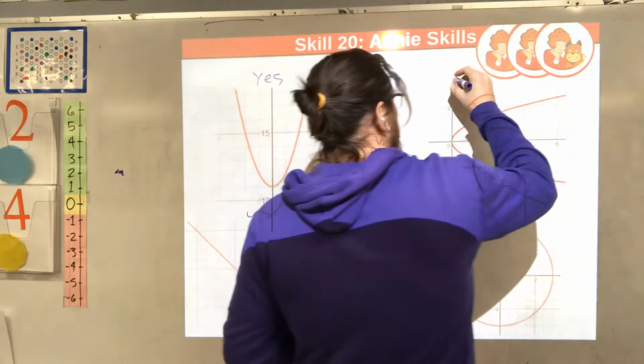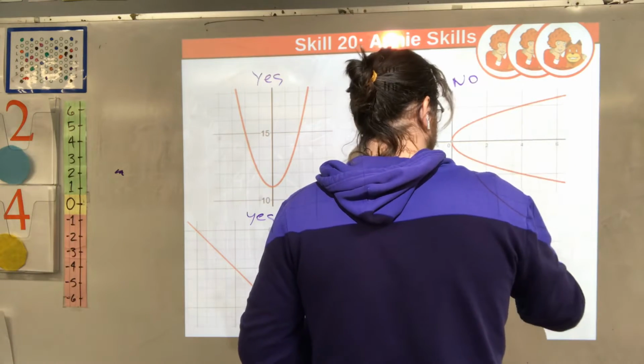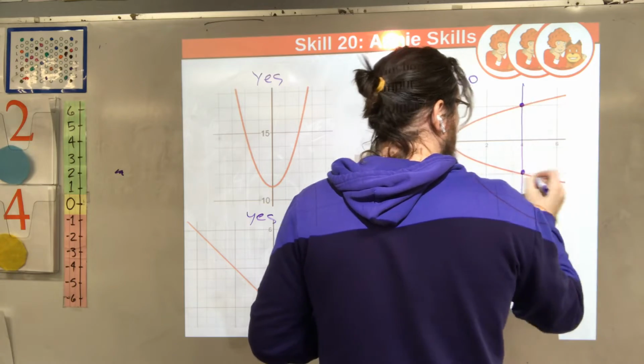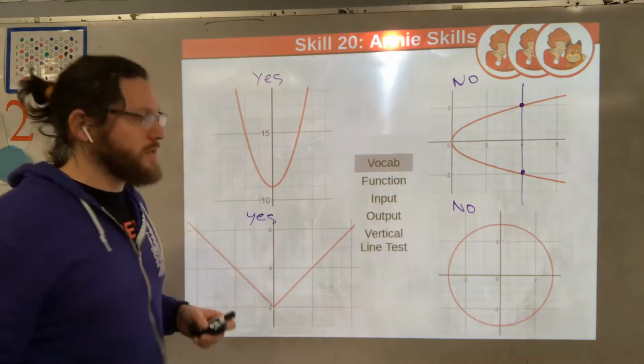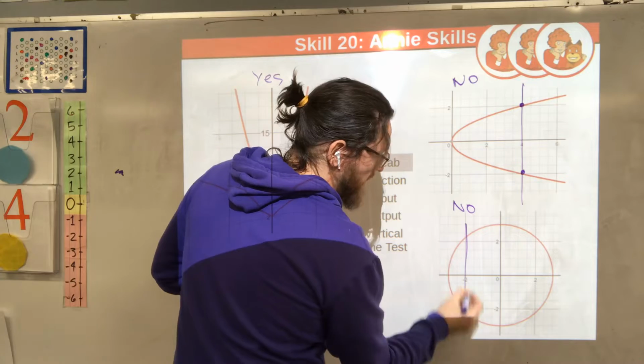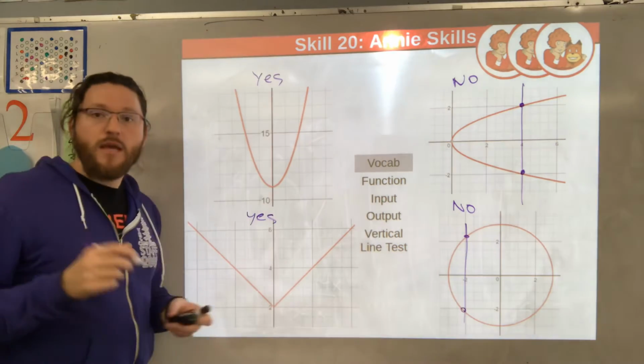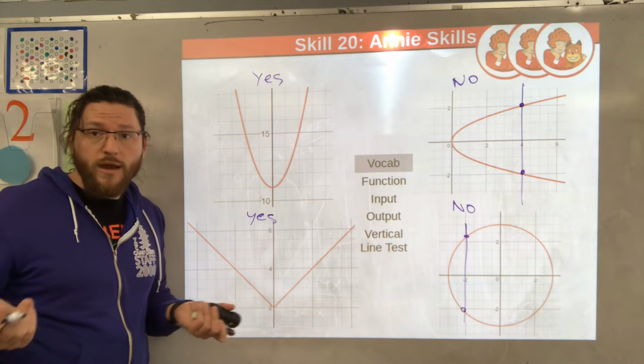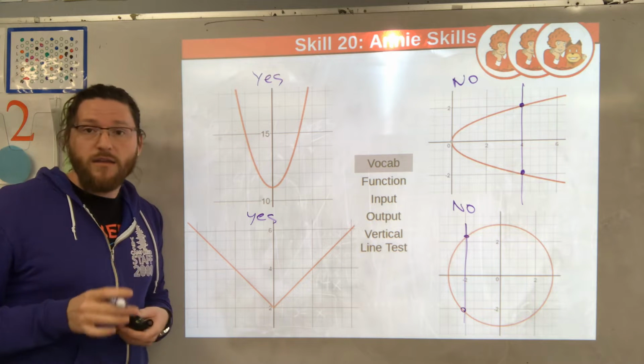The ones on this side, though, in each case have a place where you can draw a straight up and down line that hits the graph more than once. That means that it fails the vertical line test because there are places on the graph where one input gives you more than one number back, okay? So those are not functions.